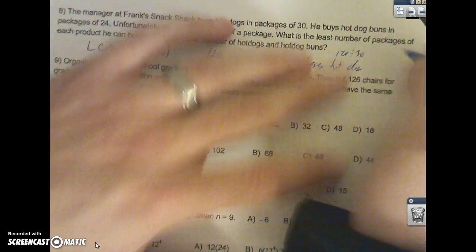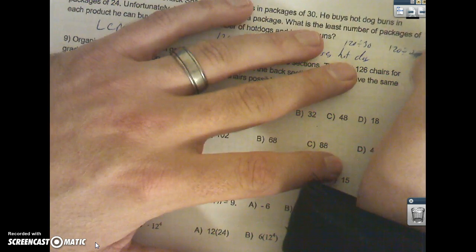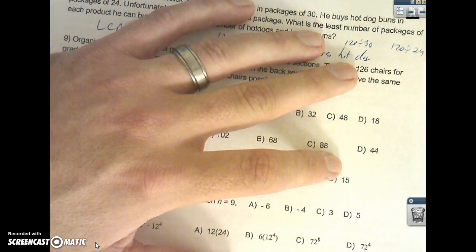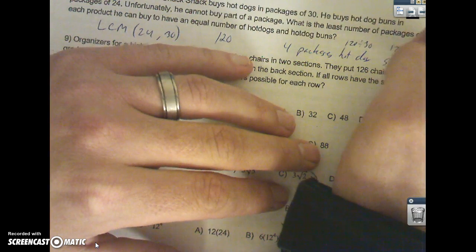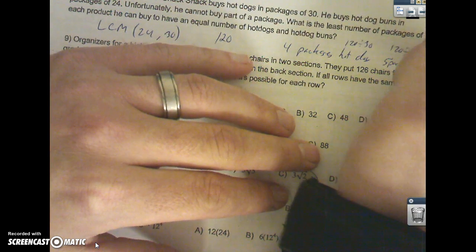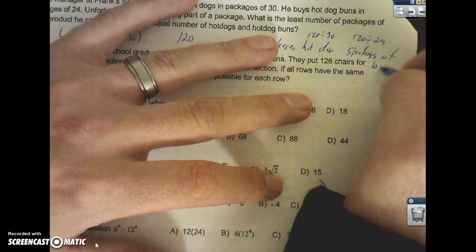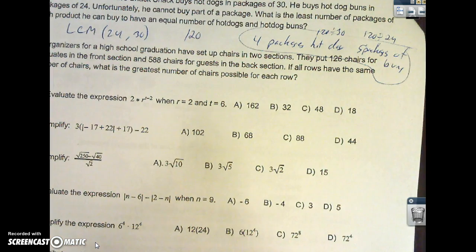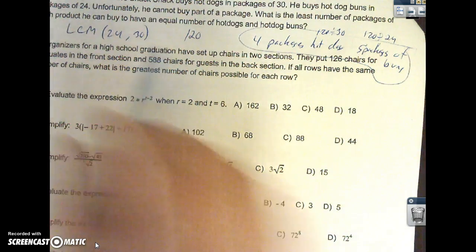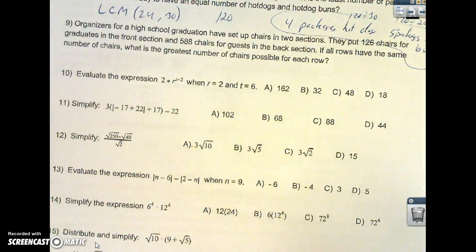Then take 120 and divide it by 24. Okay? 5 packages of buns. Okay? There we go. All good. So it's good to get this number, but you have to take it one step further and you're in good shape. We actually have time for just one more quick one.